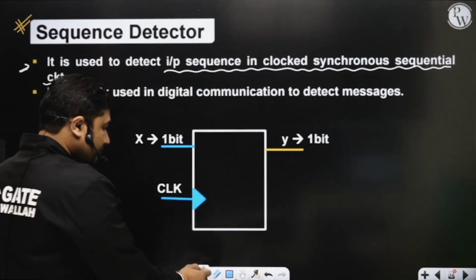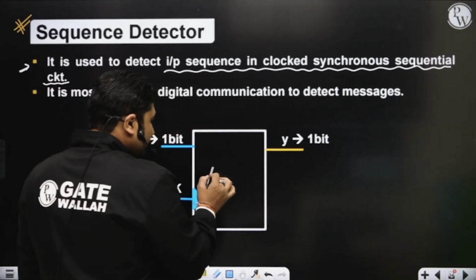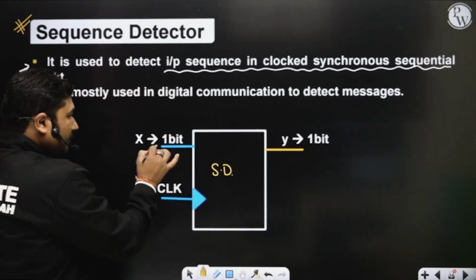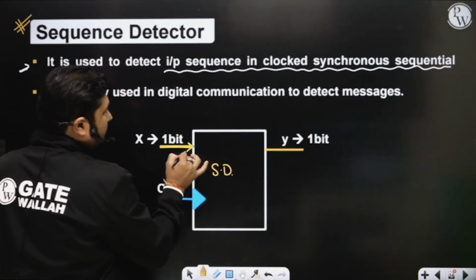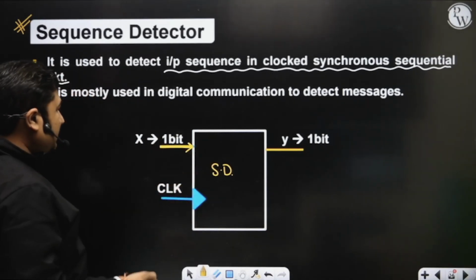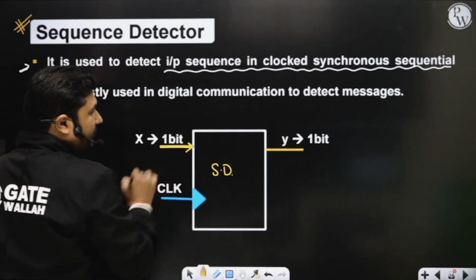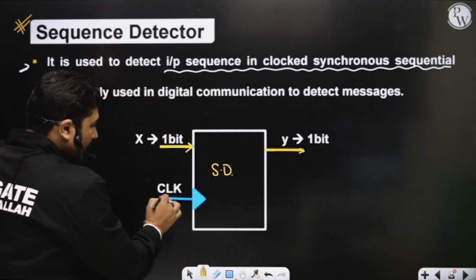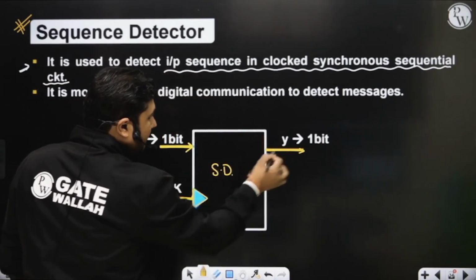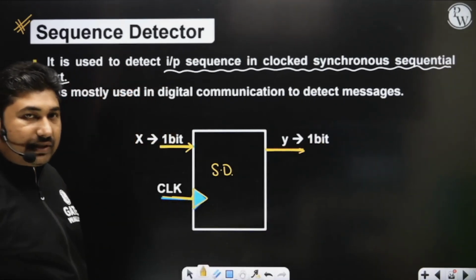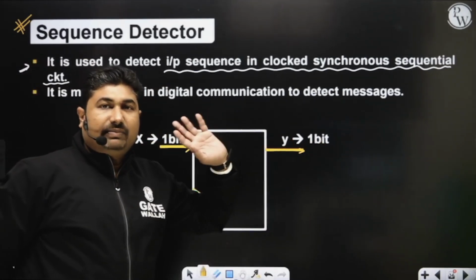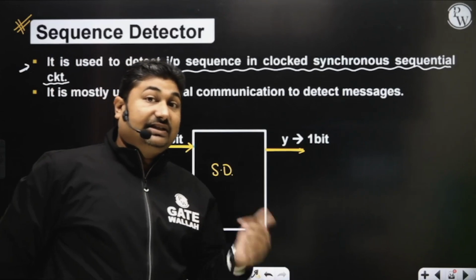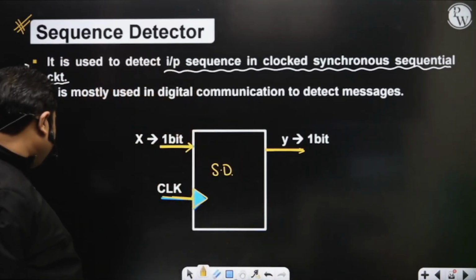Yes, sir. Great. Now please try to understand. This is your sequence detector. So how it works? We are going to give the input here, maybe 1 bit, 2 bit or 3 bit. So presently I am representing X as a 1 bit input here. Is it okay? We are getting Y as a 1 bit output here, and on application of clock we are getting this output Y. Output Y will become logic 1 only when the input sequence is detected.